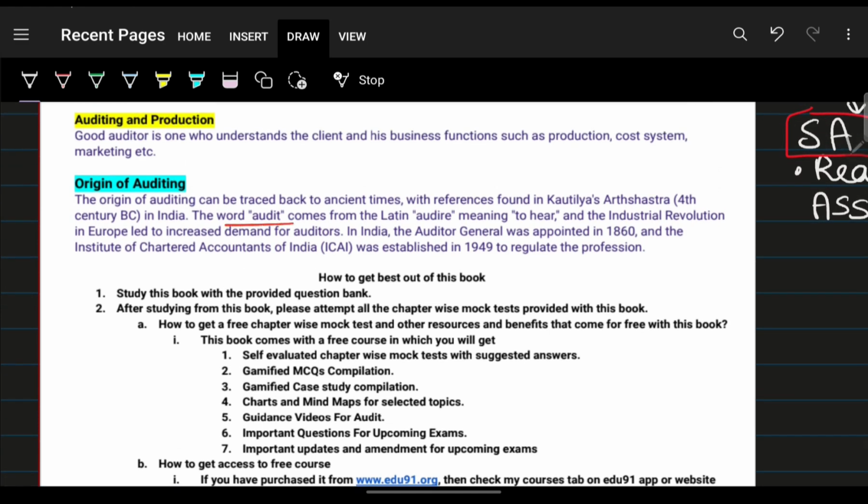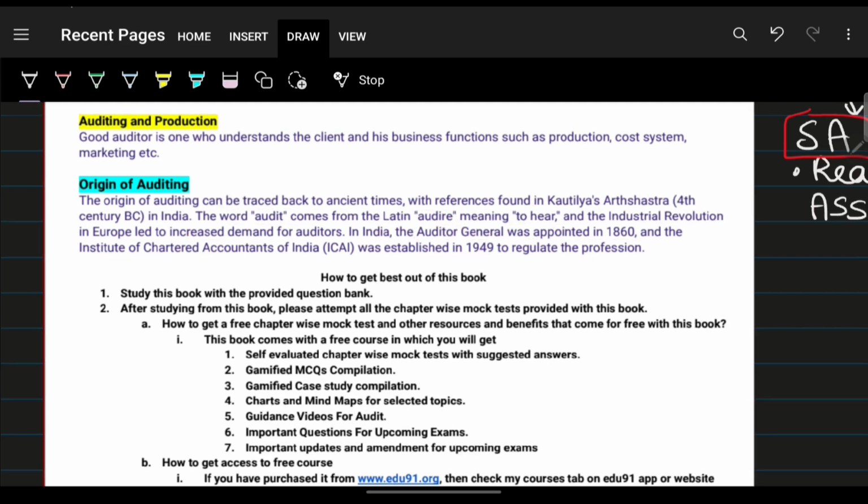The word audit comes from the Latin word audire, which means to hear. The Industrial Revolution of Europe increased the demand for audit. In India, the Auditor General was appointed in 1860 and the Institute of Chartered Accountants was established in 1949. So that's pretty much it.